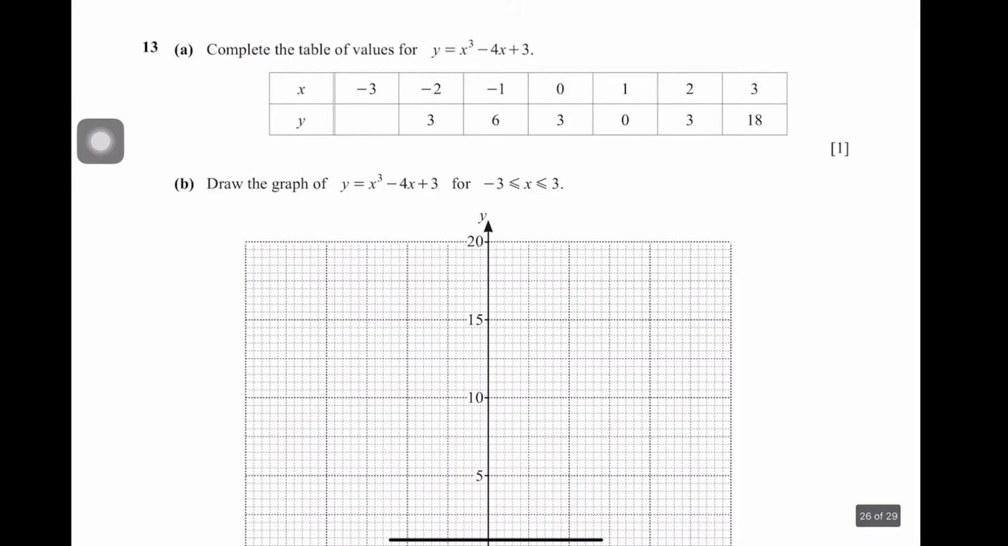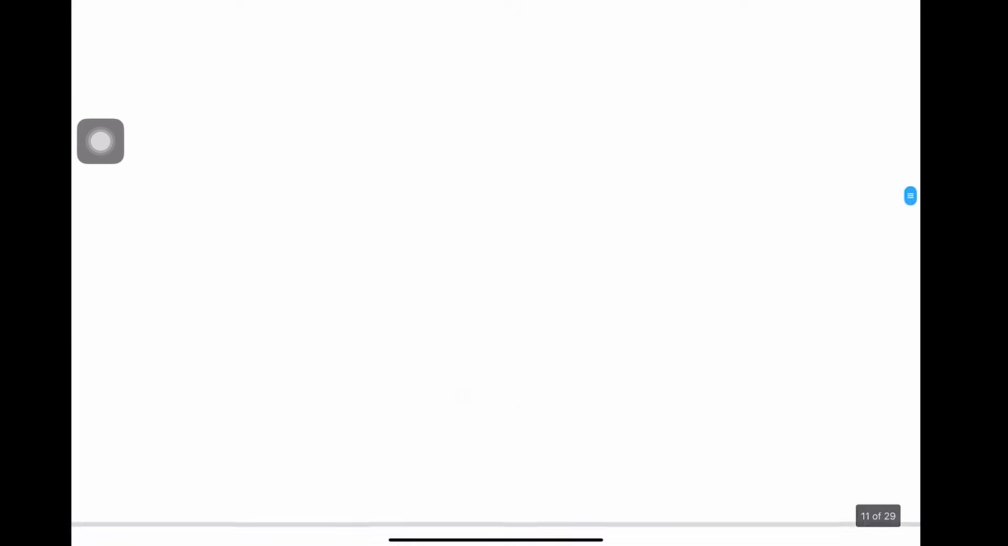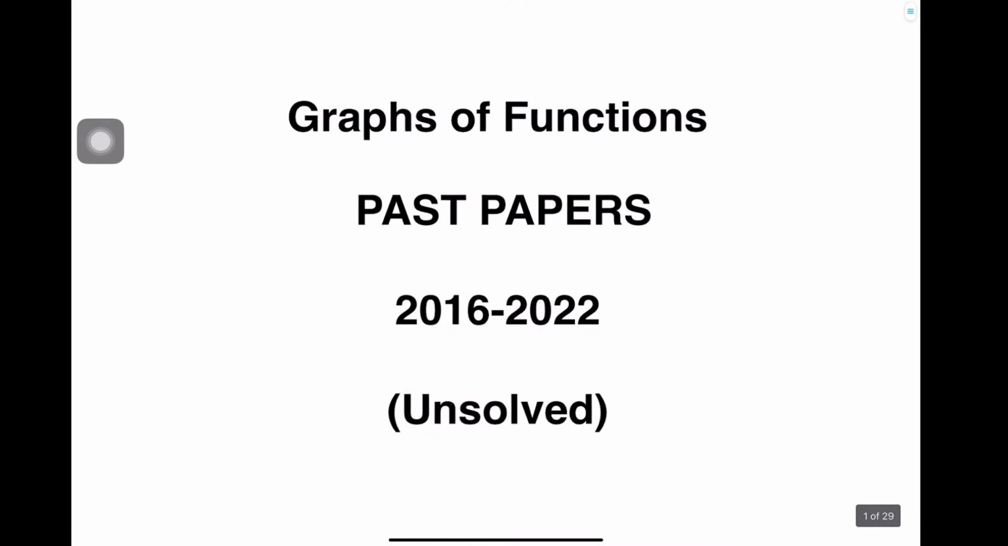Okay, so let's start, shall we? So like I said, we are doing past paper questions of graphs of functions. This is a worksheet that we're going to solve. It contains all past papers from 2016 to 2022. And that's enough. That's more than enough, actually.